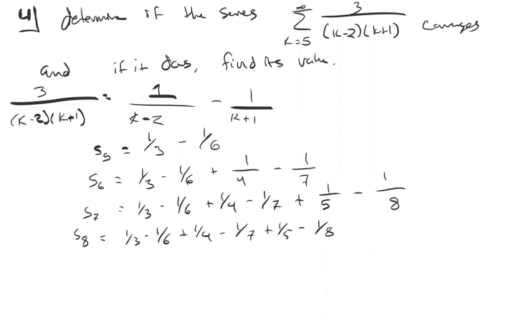Okay, and then when we plug in 8, we get plus 1 over 6 minus 1 over 8 plus 1, which is 9, okay? And here's where we observe the first cancellation. Those go away, okay? And just to be super redundant, I'll write out S9.